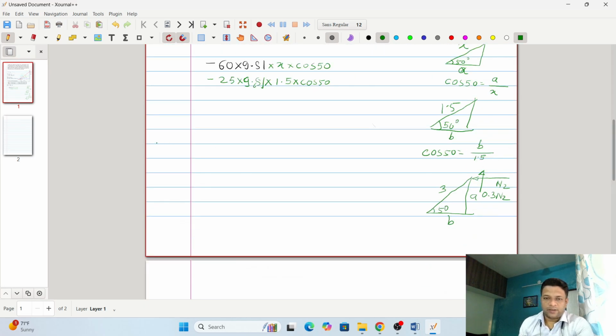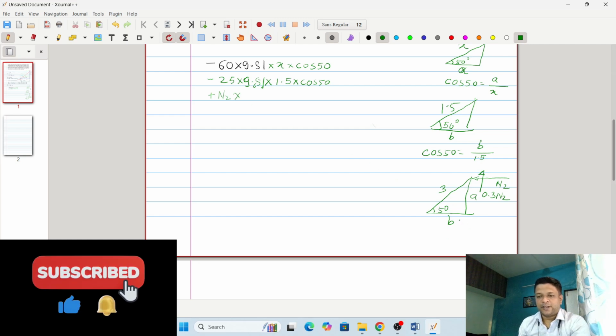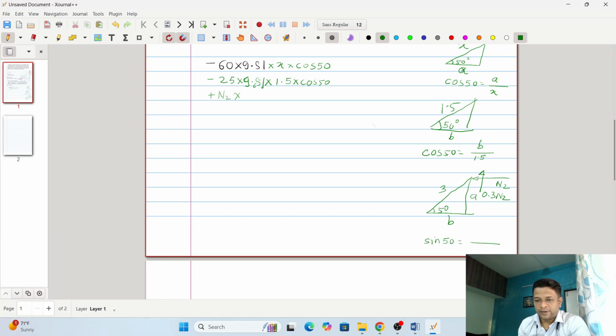So for the N2, the moment is plus N2 into the perpendicular distance. Now to calculate the perpendicular distance, we require this distance A. So we'll use the sine 50 relation. Sine 50 is equal to the opposite side A divided by the hypotenuse. So A is equal to 3 into sine 50, plus the next force is 0.3 N2 into its perpendicular distance, which is B.